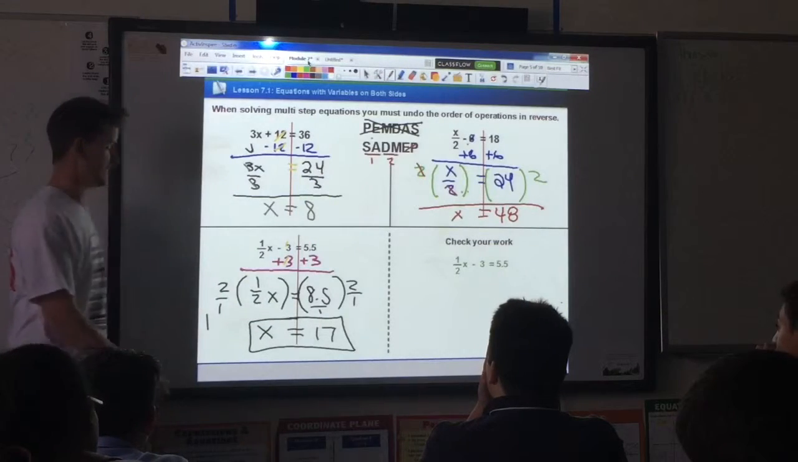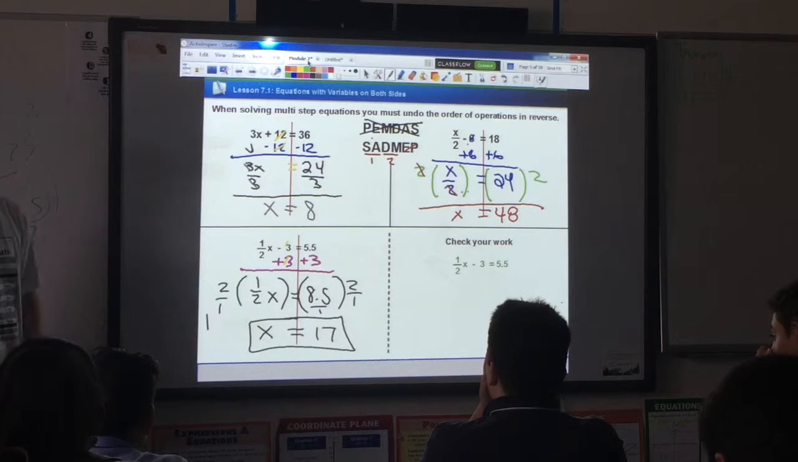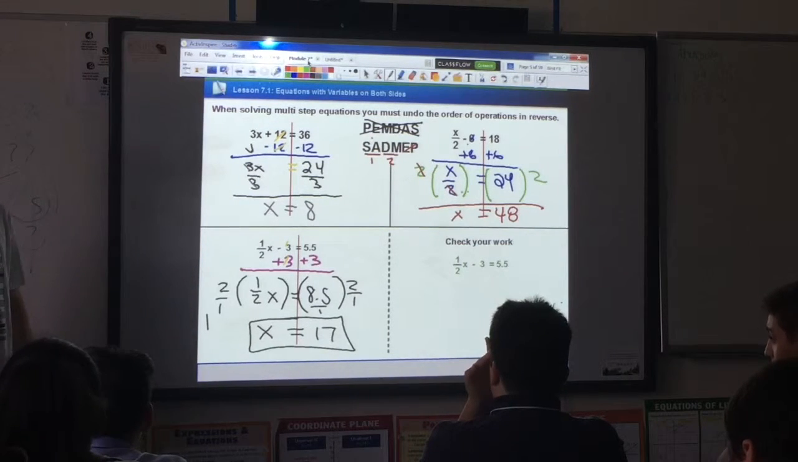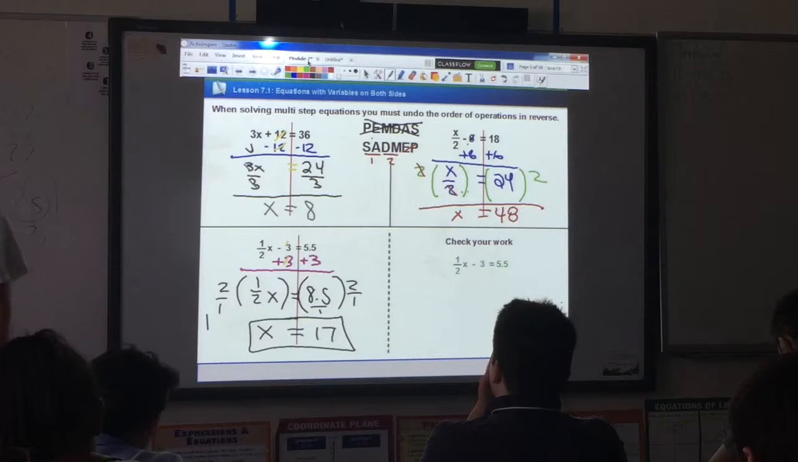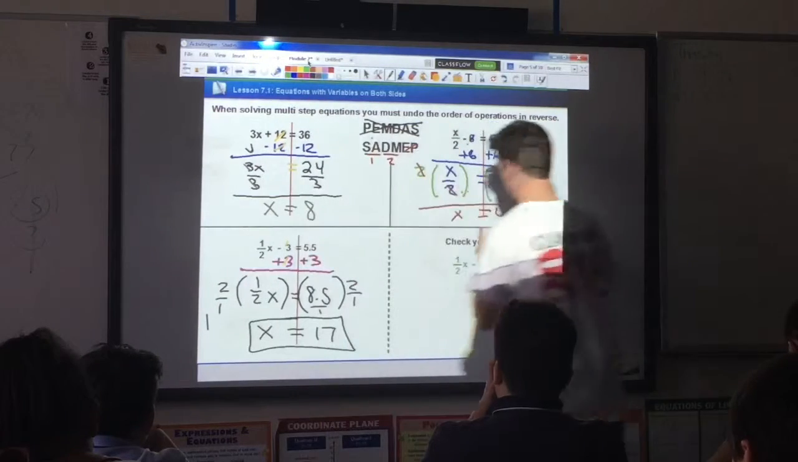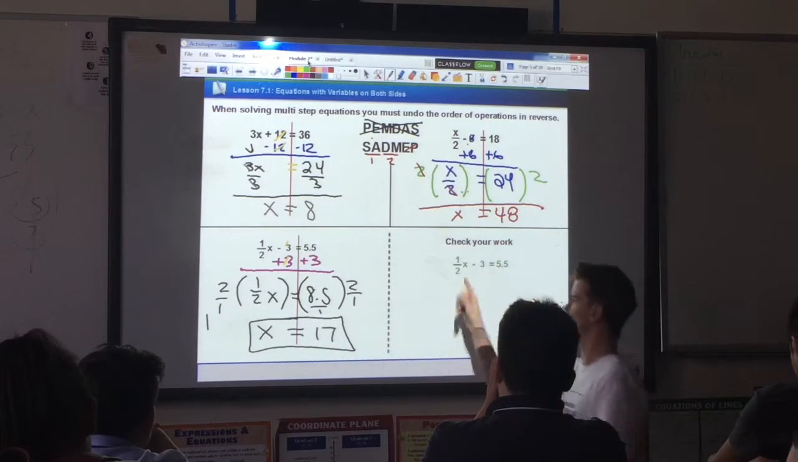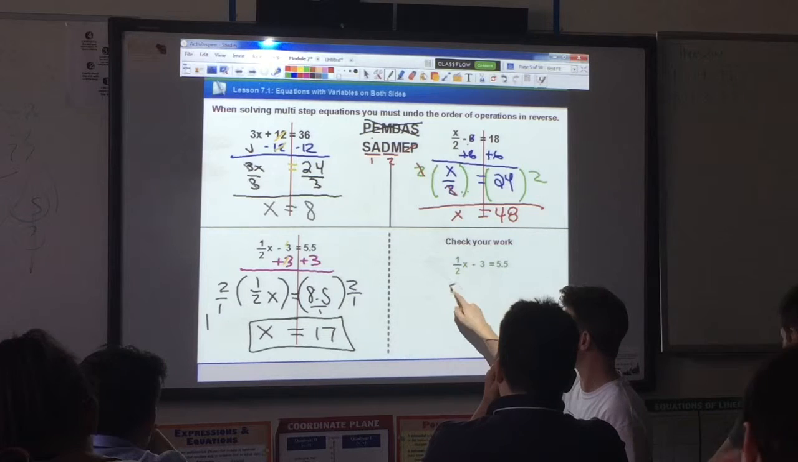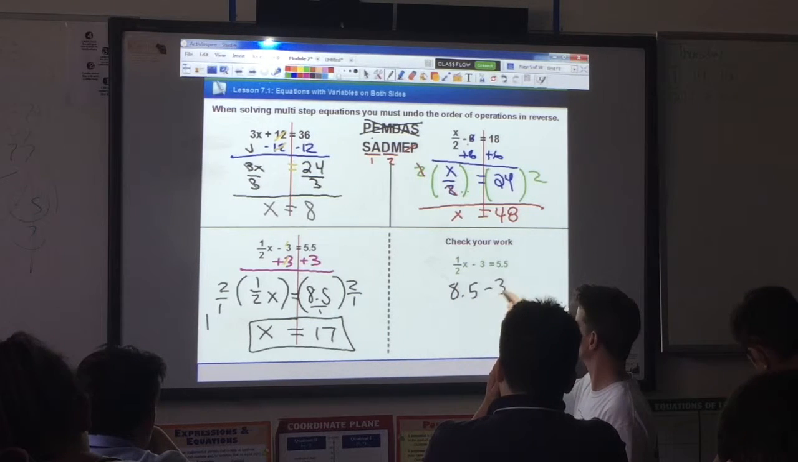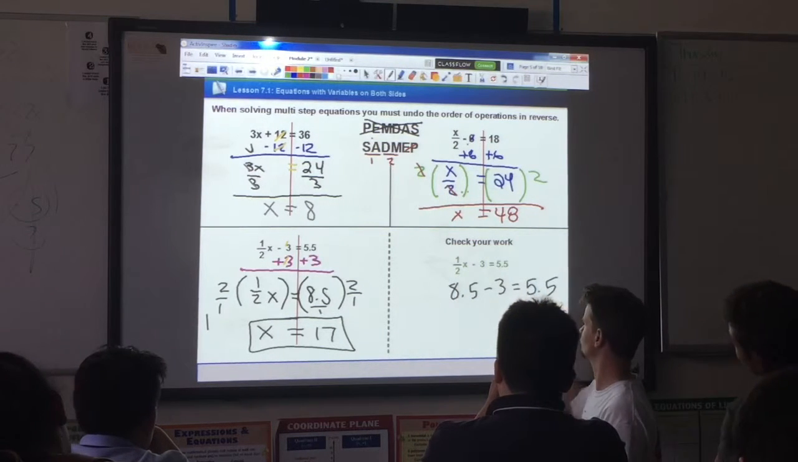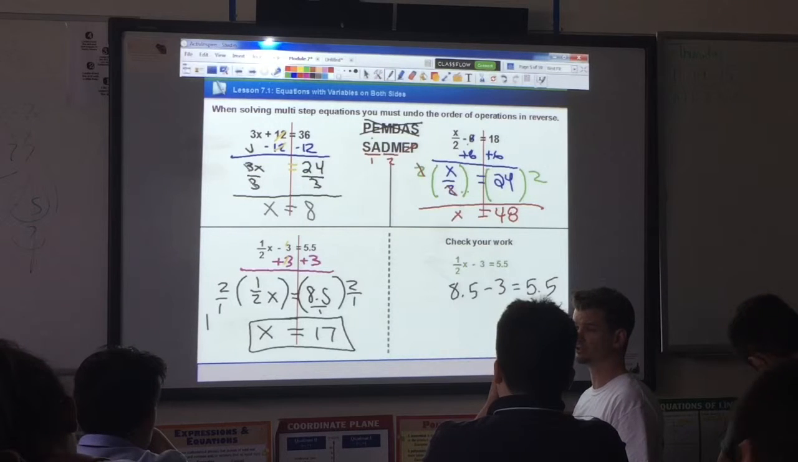And of course, we can always go back and check our work. So what was my solution for this? Dylan, what was my solution? Your solution was x equals 17. So x equals 17 was my solution. So I can take my solution, go back and substitute it into the original equation. 1/2 of 17 will give me 8.5 minus 3 equals 5.5. Make sure you're writing this in. What's 8.5 minus 3?